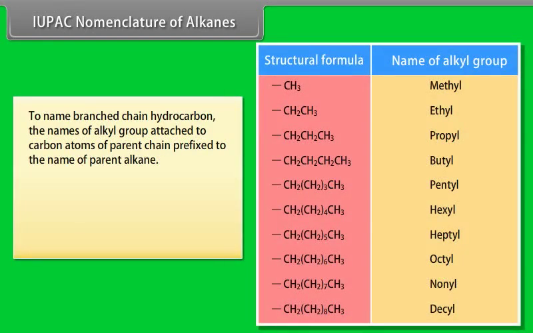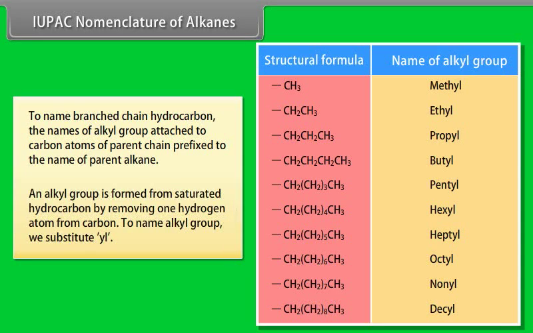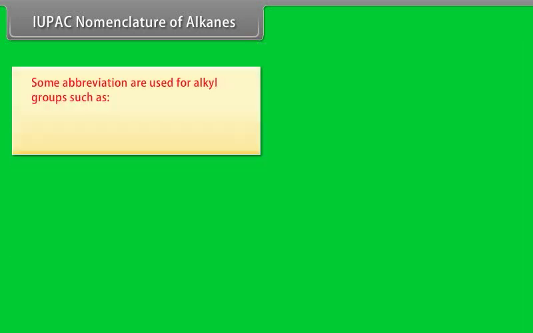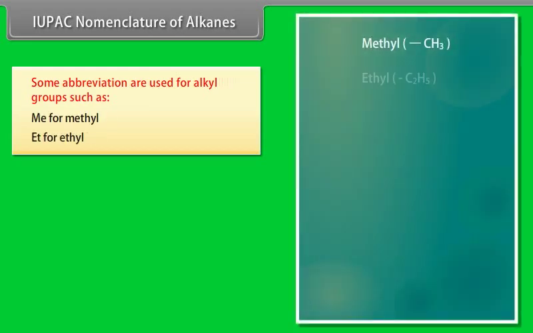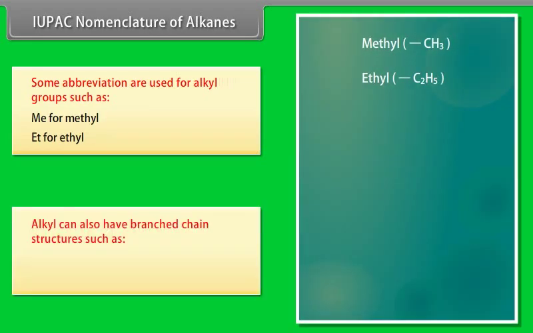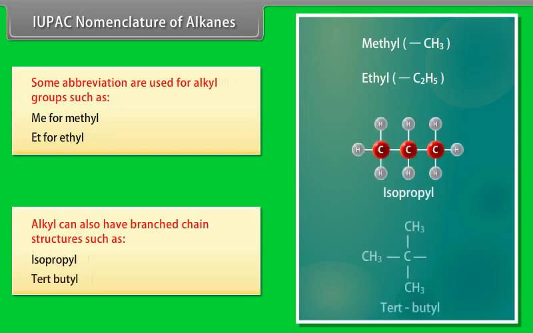To name branched chain hydrocarbon, the names of alkyl group attached to carbon atoms of parent chain are prefixed to the name of parent alkane. An alkyl group is formed from saturated hydrocarbon by removing one hydrogen atom from carbon. To name alkyl group, we substitute -yl. Some abbreviations are used for alkyl group, such as Me for methyl, Et for ethyl. Alkyl can also have branched chain structures such as isopropyl, tert-butyl.